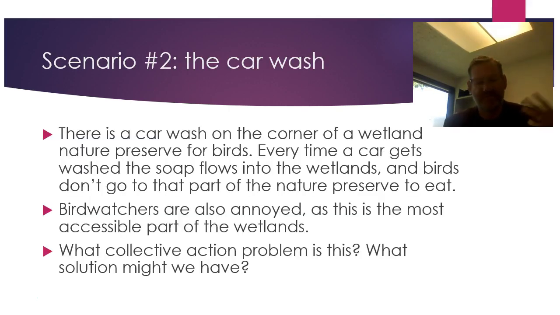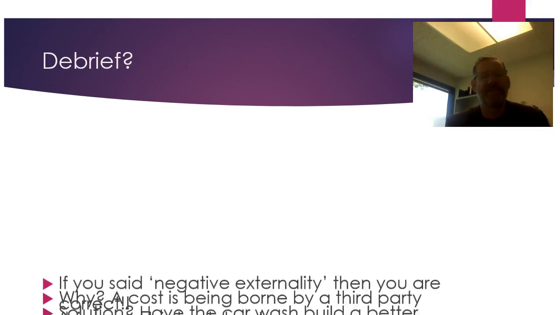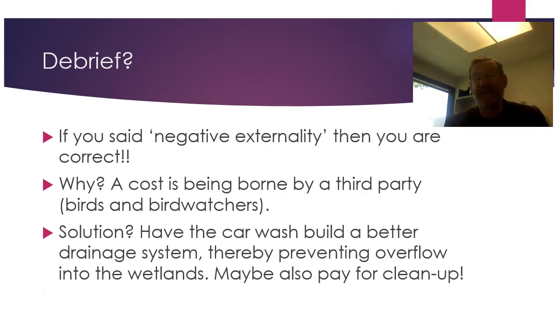So remember, car wash, perfectly reasonable, legitimate business, but water is flowing down into the wetlands, causing trouble in the wetlands. If you said negative externality, then you are correct. Okay. Why? A cost is being borne by a third party, birds and bird watchers. Okay. And the solution, well, we could have the car wash build a better drainage system, thereby preventing overflow into the wetlands, right? So that's a simple way of dealing with a negative externality, is basically make sure this water is going into the sewer where it can be treated and not into the wetlands where it annoys birds.